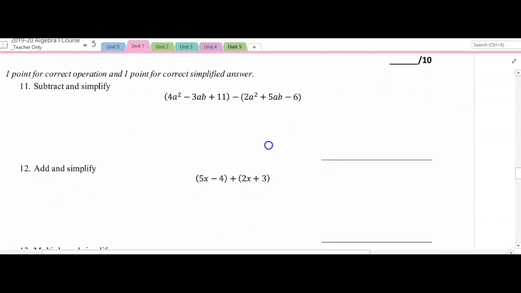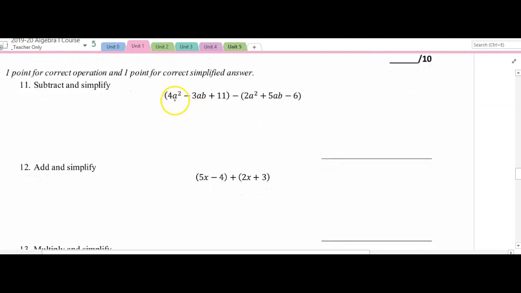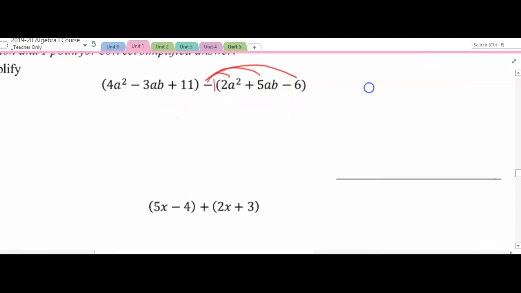Let's subtract and simplify. The first thing we need to do is distribute this -1. In other words, we need to change all the signs of the terms in the second set of parentheses. So let's rewrite what we have. We have 4a squared minus 3ab plus 11.